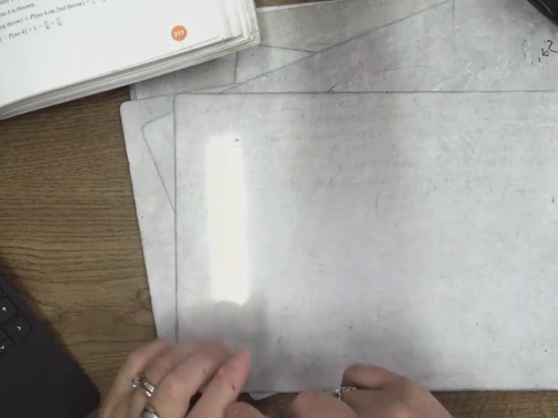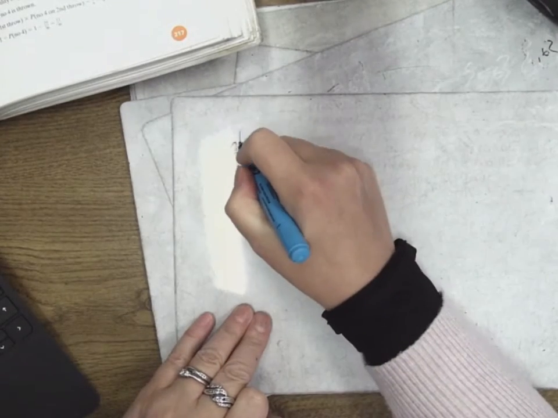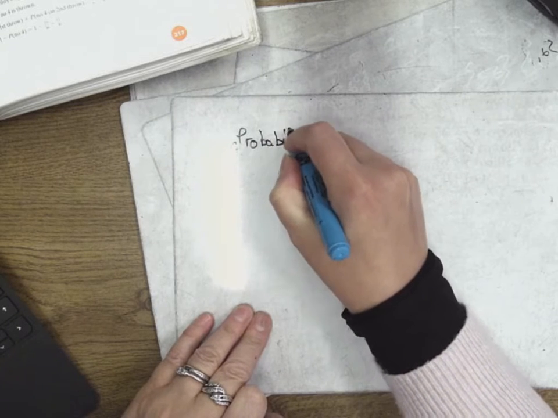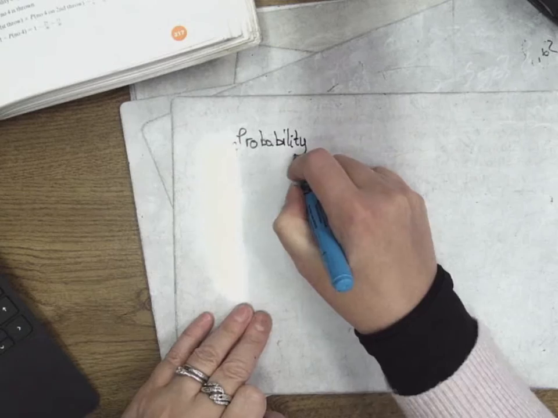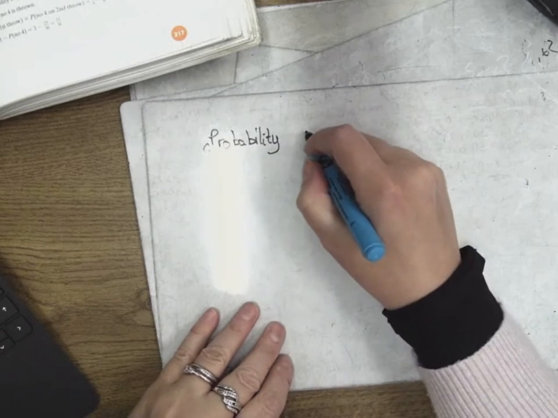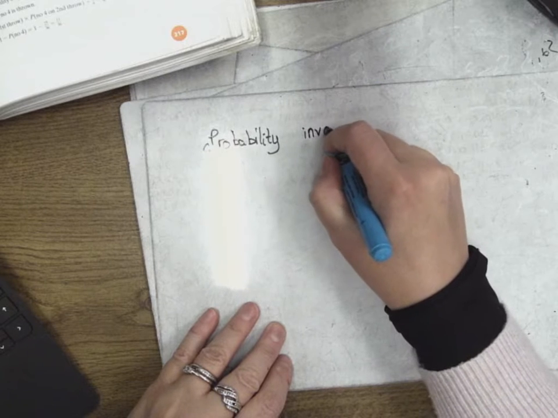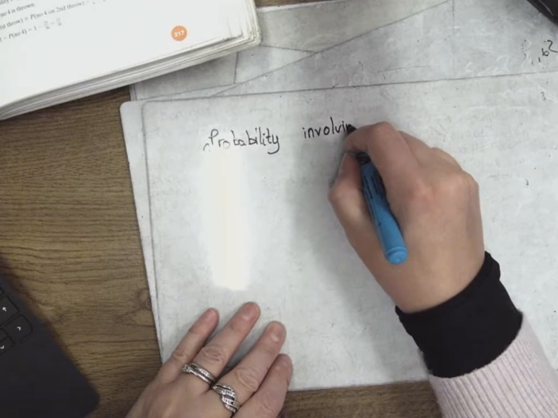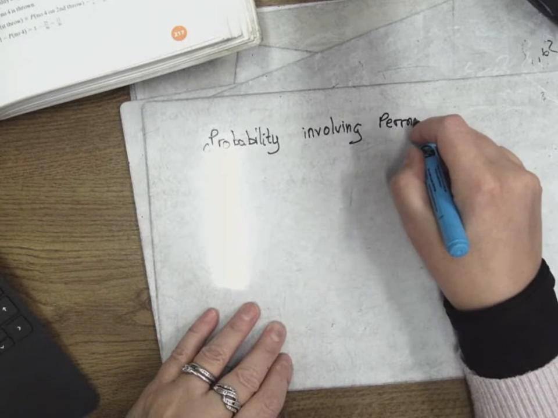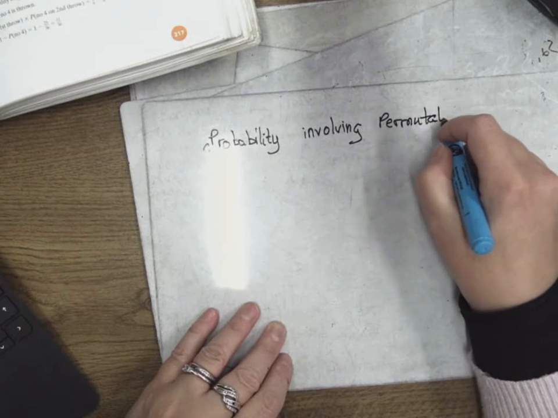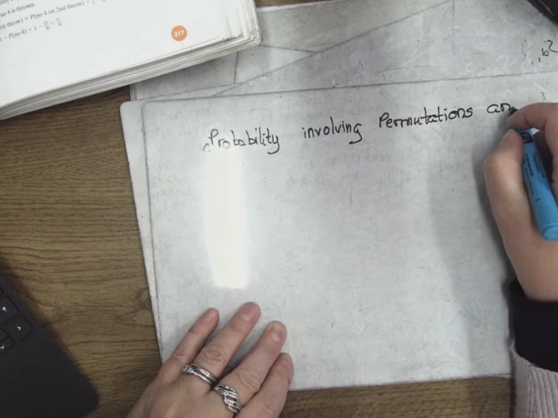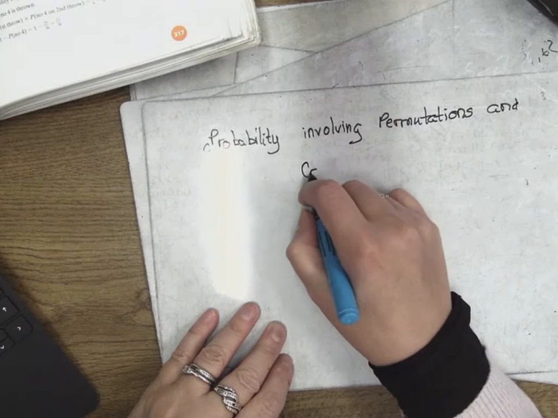Right, okay, so the next bit is probability involving permutations and combinations. So basically, there's nothing new here. You just have to use what you learned in permutations and combinations and apply it to probability. So there are no new formulas or new methods or anything like that. It's just what we learned in the first 2 sections of probability 1, and we have to use it again here.